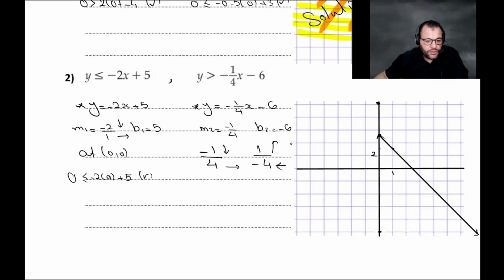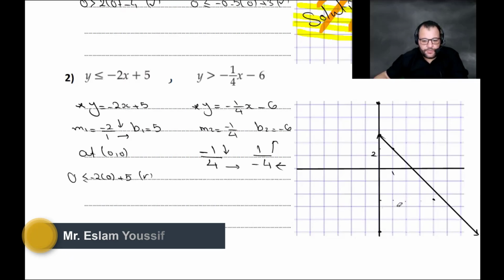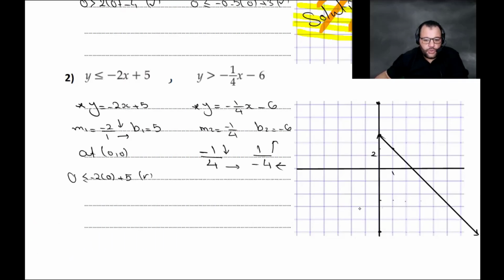So for the second one, we will start from -6, going up 1 and run 4. So it will be 1, 2, 3, 4. So at this part. And it will be a dotted line. We went up. Aren't we supposed to go -4 to the left? Just 1 minute, sorry if I made a mistake. It's going up, then going left. 1, 2, 3, 4.